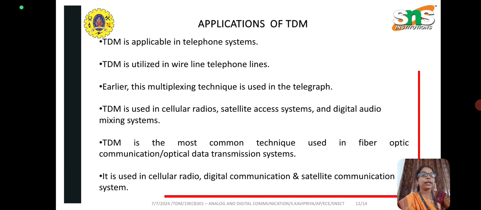And next are the applications of TDM. It is applicable in telephone systems. It is used in wireline telephone lines. This multiplexing was used in telegraph in the early days. TDM is used in cellular radios, satellite access systems, and digital audio mixing systems. TDM is the most common technique used in fiber optic communication. It is used in cellular radio, digital communication, and satellite communication.